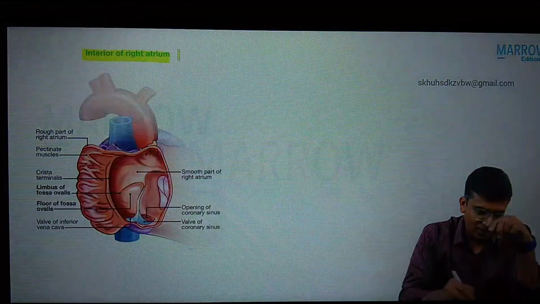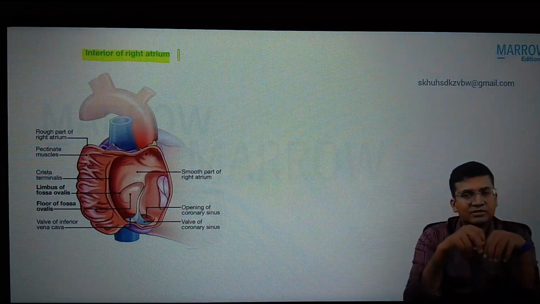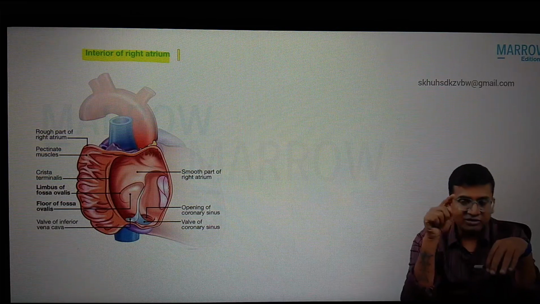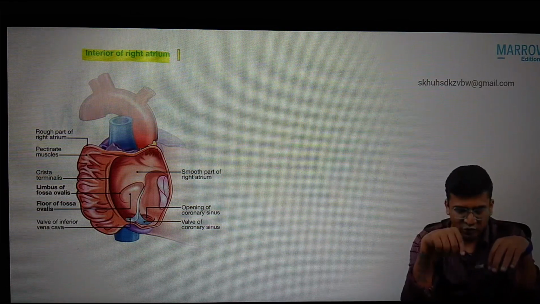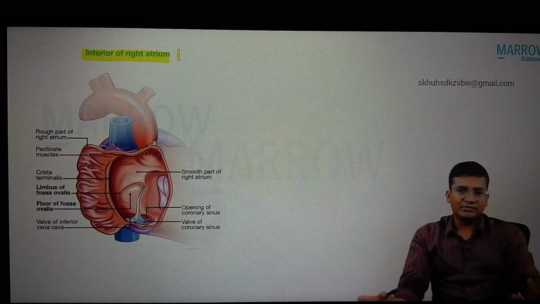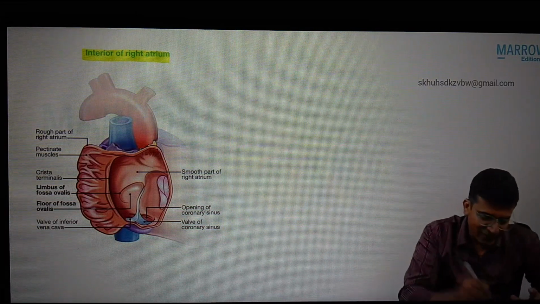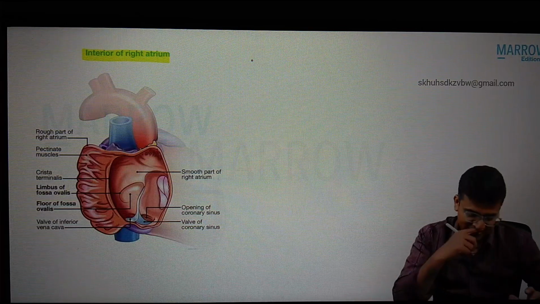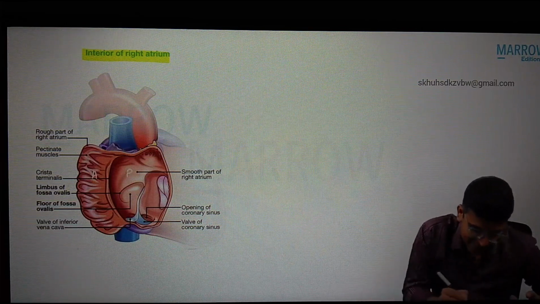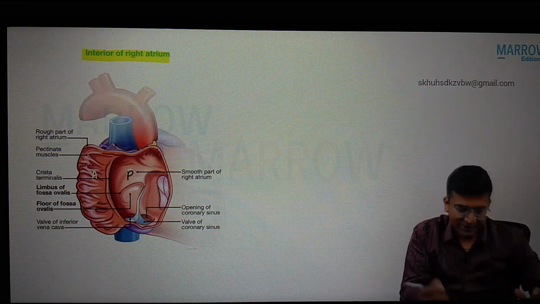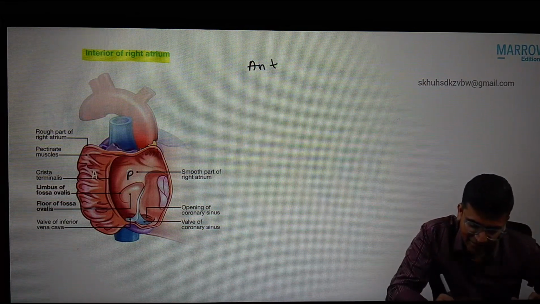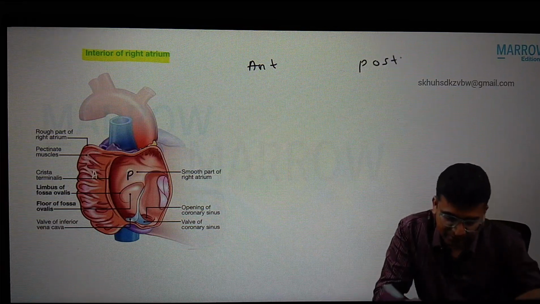Now see the diagram. Now we opened the right atrium. How, sir? Where we gave incision. Now we gave incision from the opening of superior vena cava to the opening of inferior vena cava. So if you put incision there, we opened the right atrium. So right atrium is having two parts. Now this is anterior, I am writing as A, and this is B, posterior. So if you open the right atrium, we have anterior part and the posterior part.